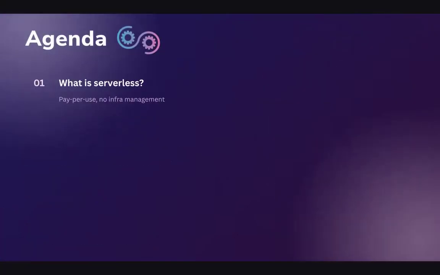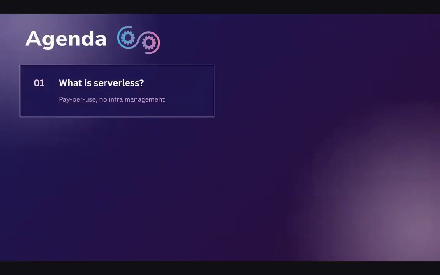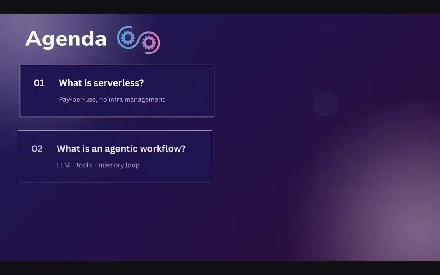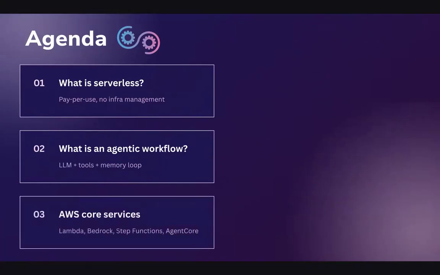This is my agenda. In this presentation, I will start with the history, how early AI assistants worked and why they were limited, and then I will explain what serverless computing is. The second one, I will explain what an agentic workflow means and how it differs from a regular chatbot. The third one, I will go through the core AWS services involved.